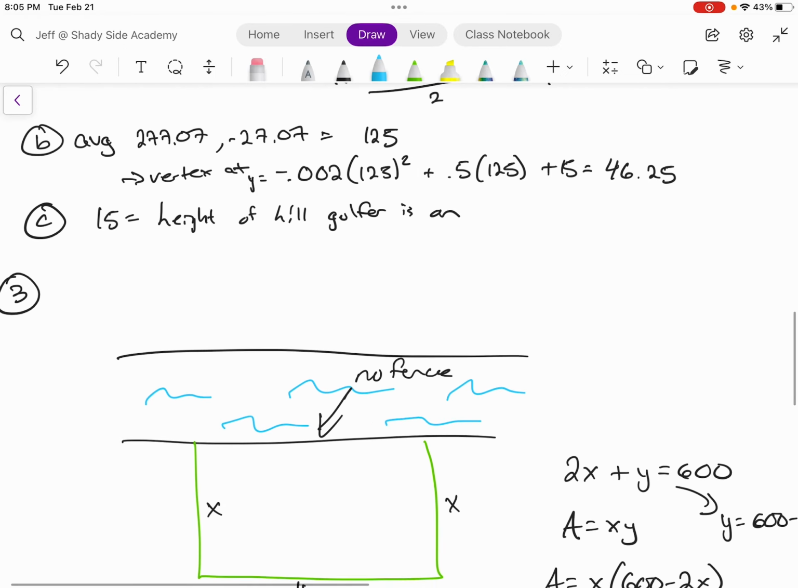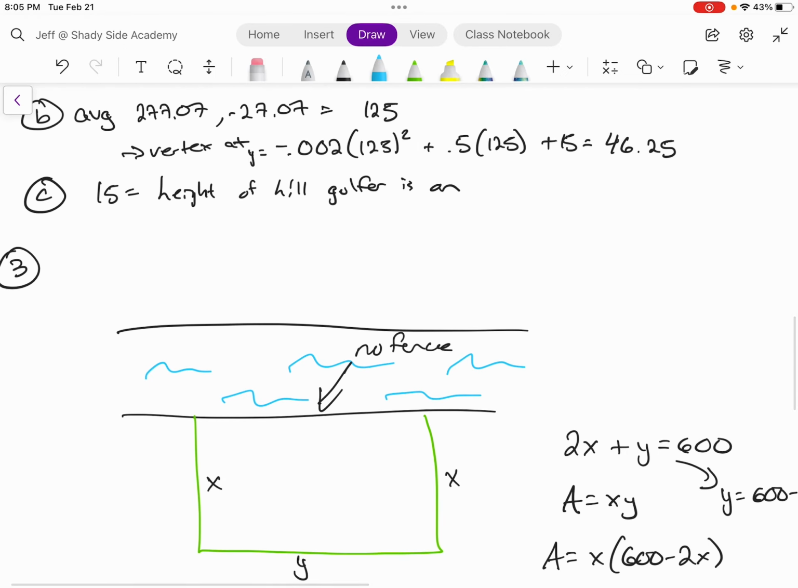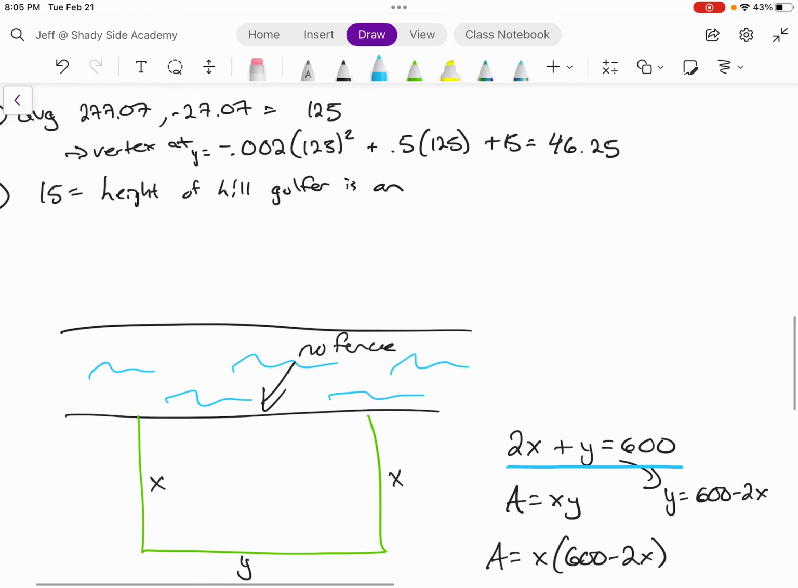And we have something that looks like this, x and y, right? Because we don't need the third side. I don't know that it's a square. It actually ends up that it's not. Okay. And we need an equation for the perimeter. So we know that he has 600 feet of fence, so we can say that 2x plus y, or all the green sides, has to equal 600. Well, that means that y equals 600 minus 2x, right? If we just subtract 2x from both sides, we get y equals 600 minus 2x.